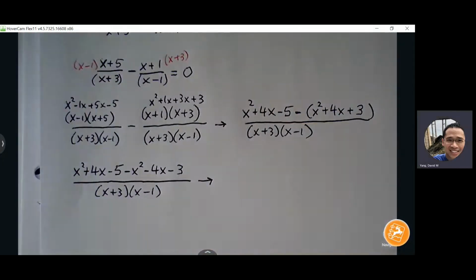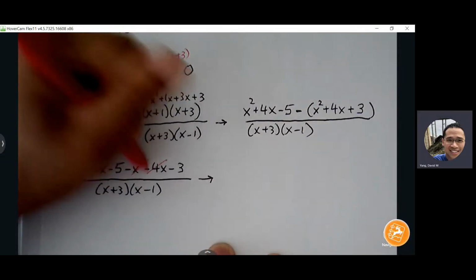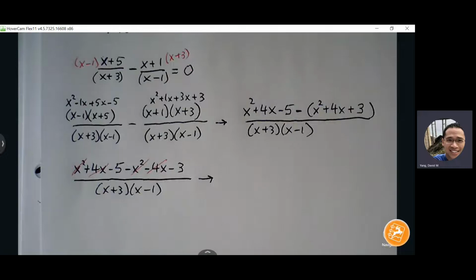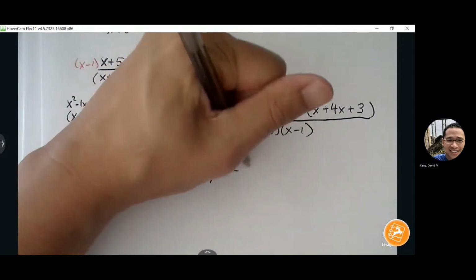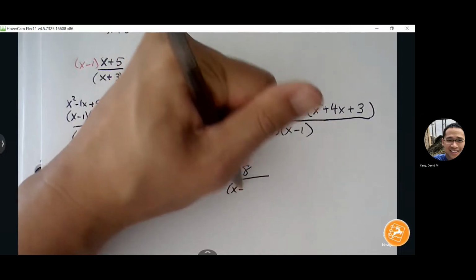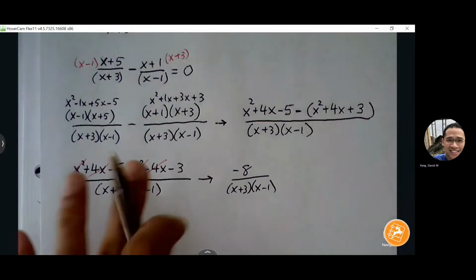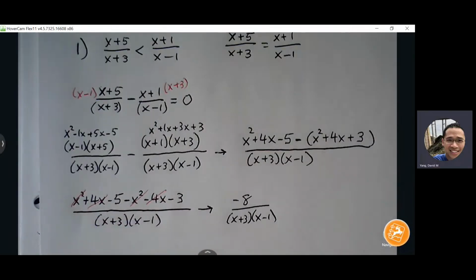Combine some more like terms here. The x squared goes away. 4x's goes away. Like term, I'm left with -8. Okay, so this is the result of this whole mess right here. Right? I'm able to merge these fractions together, clean it up, but now I'm setting it equal to 0.